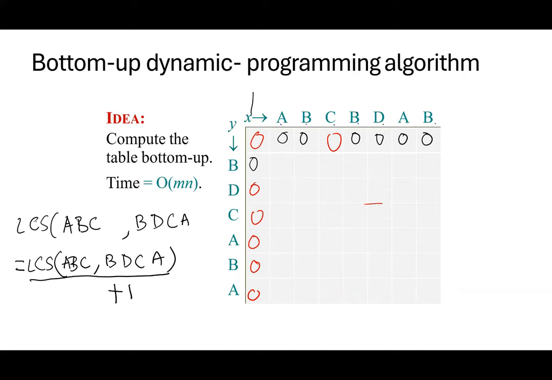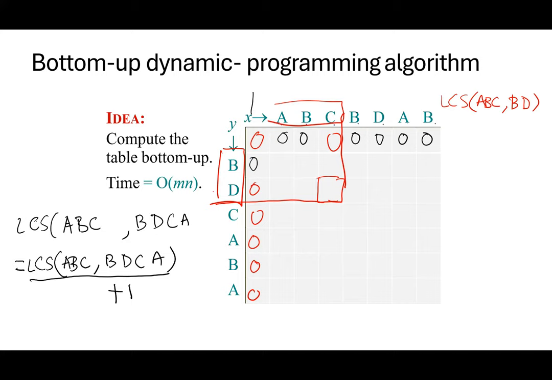Let's look at a mismatch, say this position. It's a mismatch here, right? So this position is actually the LCS of ABC and BD. Since there is a mismatch, can I say this is the max of the LCS of ABC, where I remove one character, B, or the LCS of A, B, removing one character, and B, D? And I take the maximum of it.